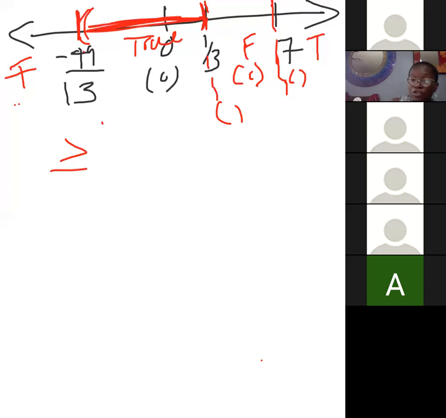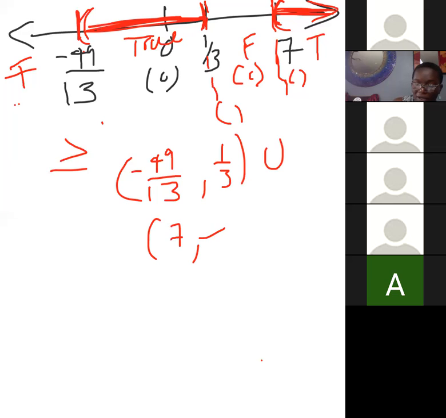This one was not equal to, so that's why I did not mention it, but I'm mentioning it just in case you see that on the test, okay? So then another set of solution will be from 7 all the way up to positive infinity. So if they needed you to graph it, this is what the graph would look like. But then when they want you to write this in interval notation, it will be parentheses, negative 49 over 13, comma, 1/3, and then union from 7 up to positive infinity. And there you are.